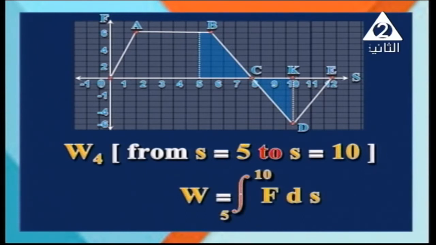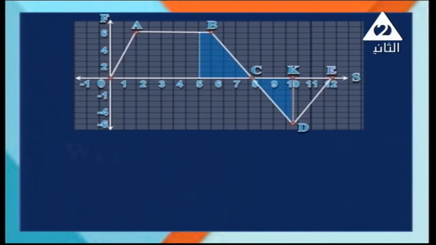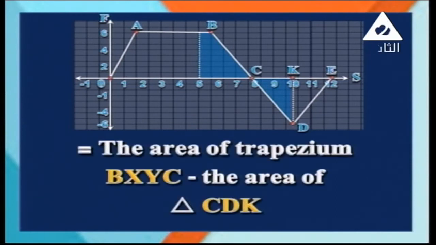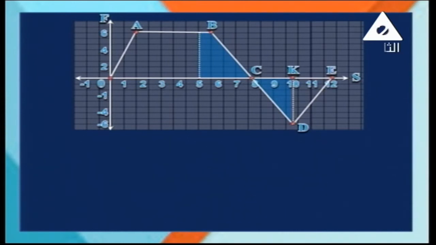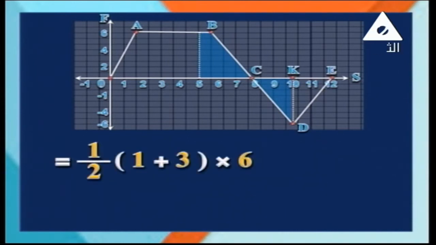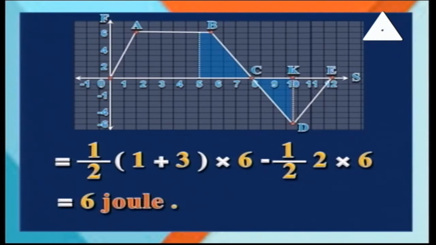From 5 to 10 of F ds equals the area of trapezium BXYC minus the area of CDK, equals half of 1 plus 3 times 6, the area of the trapezium being half of base 1 plus base 2 times height, minus half the area of the triangle, 2 times 6. The answer is 6 joule. Then we know that by using integration, we find the value of the work done from 0 to 12, from 5 to 10, from 8 to 12, and so on.